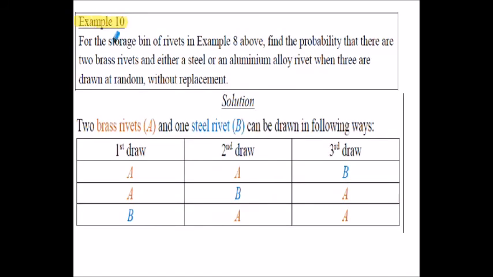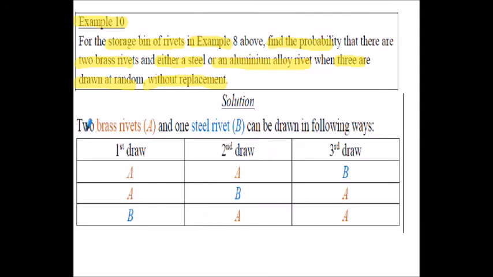Example 10. Again, for the storage bin of rivets in example 8 above, we're going to find the probability that there are 2 brass rivets and either a steel or an aluminium alloy rivet when 3 are drawn at random without replacement. So we're going to use a tabular approach here to help us look at the various configurations we need to review to answer this problem.